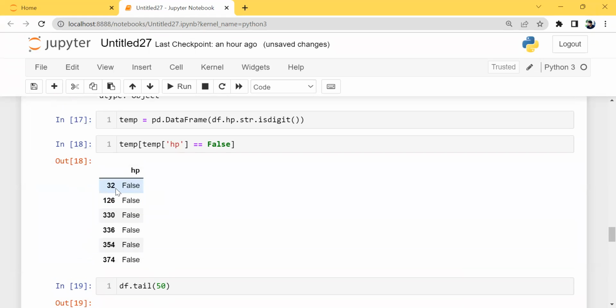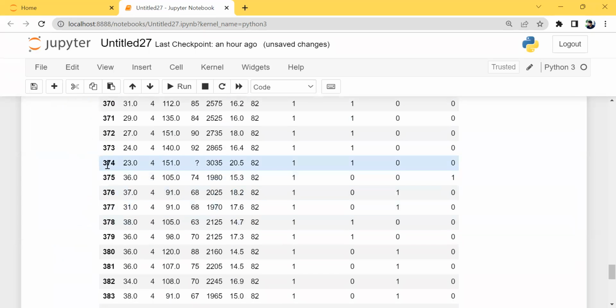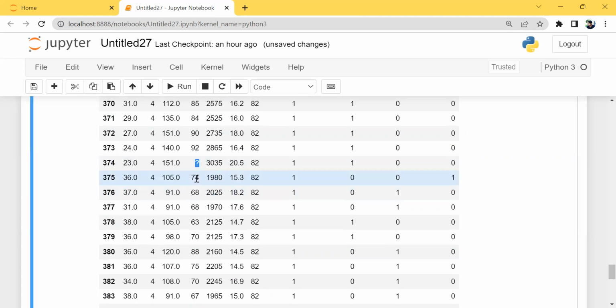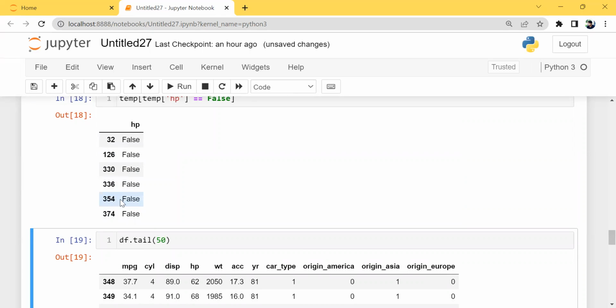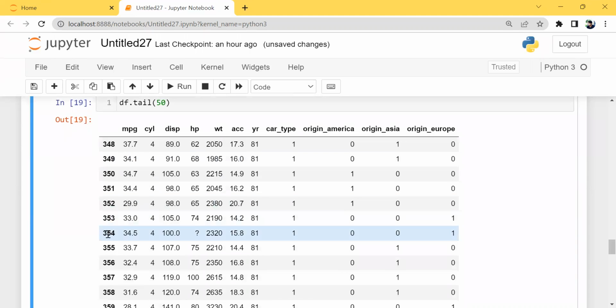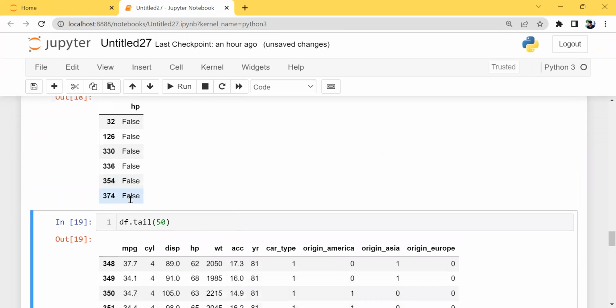See here, just go to this particular index, that is 374, right? Look at this particular HP column, this vertical column. When you go to this index value, 374, and look at this thing, this one entry is nothing but a question mark. This is a non-numerical thing, right? And when you just go to 354, where is it? Yes, it is here. When you observe here, this is also a question mark. This is a non-numerical item. And when you look here, just go to 336 here.